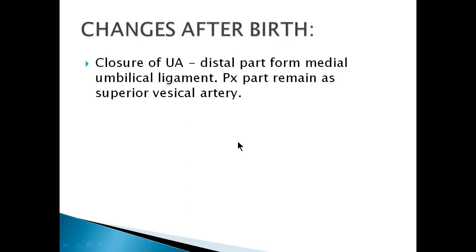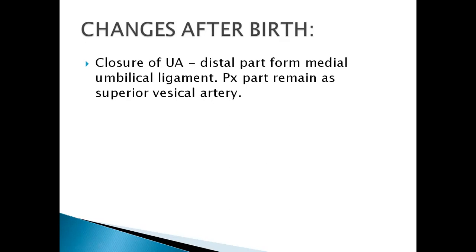Just see first what the closure is. That is the closure of the umbilical arteries. In this, what will happen? The distal part will form the medial umbilical ligament, and the proximal part will remain as the superior vesical artery. Now, how does it happen? I'll tell you.